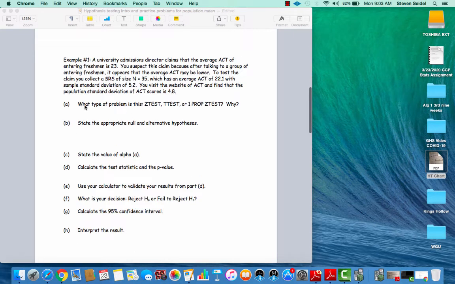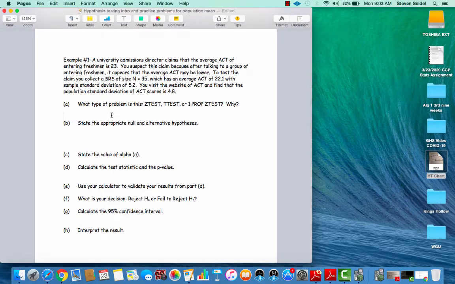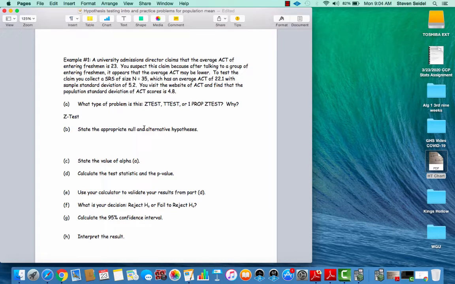First of all, we've already done this part. What type of problem is this? Let me just say it is a Z-test for sure. Definitely a Z-test. Why? Because we know this. I'm going to write that down: population standard deviation is known.